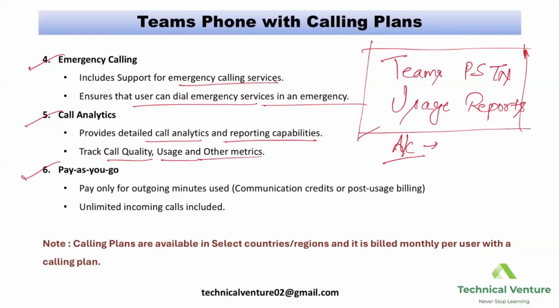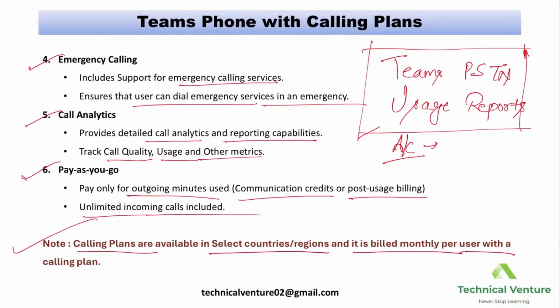Then we have this pay as you go model as well. Pay only for outgoing minutes used. Whatever you use, you pay. That is communication credits, or post usage billing as well. And unlimited incoming calls included. That is a main point which we know. Calling plans are available in select countries and regions, and it is billed monthly per user with a calling plan, right?